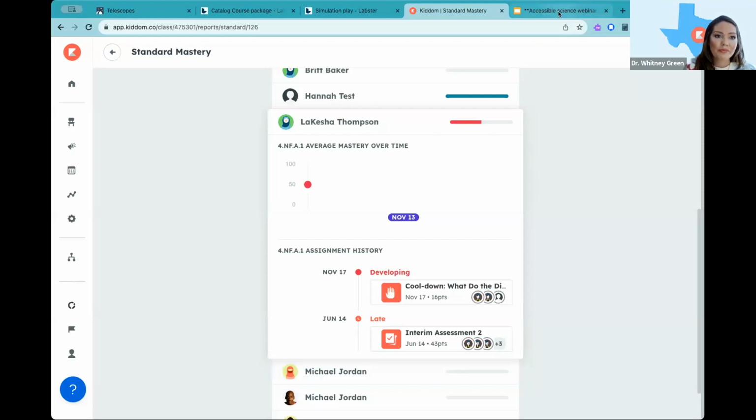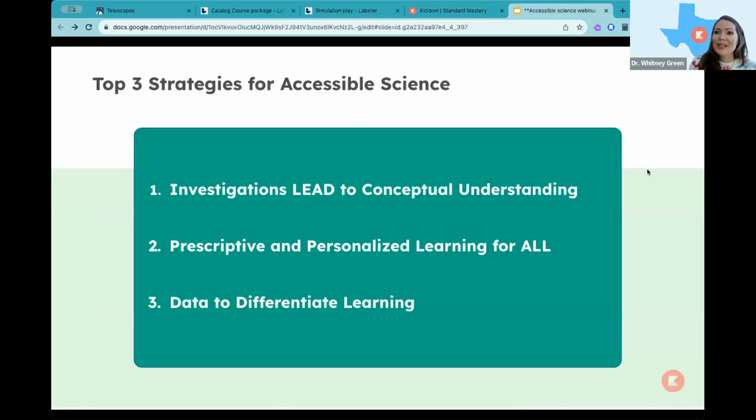All right, so I always love to close with, I hate when you start with something but then you don't close with it. So we're going to close with it. So today, I really hope you walked away with really understanding we have these 2 amazing curriculums, OpenSci and OpenStax, 2 very different types of curriculums, but how Kiddom enhances that. And we want to ensure that our science instruction is accessible for all.